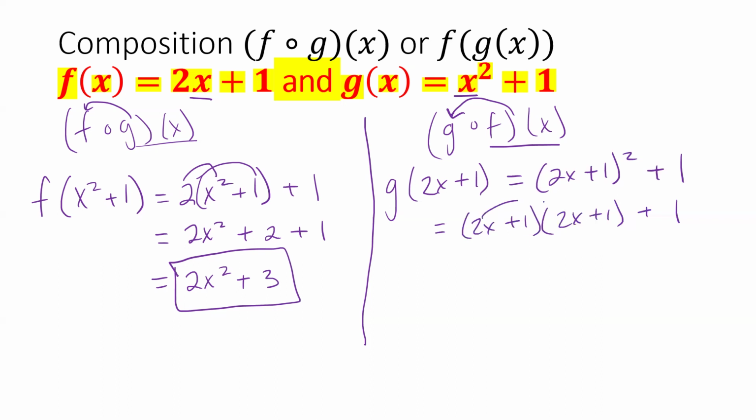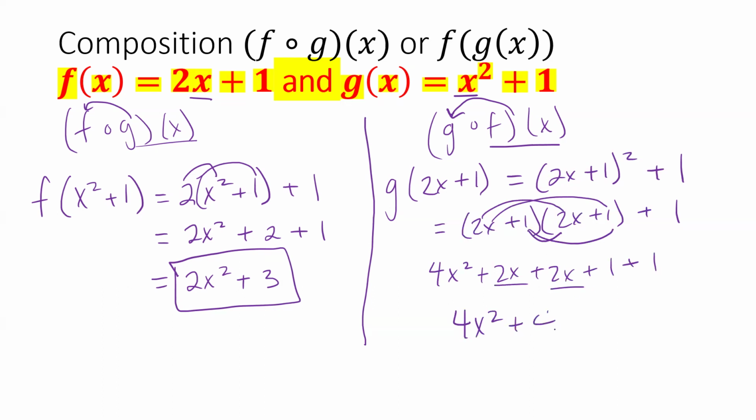We're going to multiply 2x times 2x is 4x squared. 2x times 1 is 2x. 1 times 2x is 2x, and 1 times 1 is 1, and then we still have our 1 to bring down. So now we're down to combining like terms. Does 4x squared have a friend? Nope. 2x has a friend. We have 2x, and that makes 4x. And then 1 has a friend, and that makes 2. Our final answer is 4x squared plus 4x plus 2.